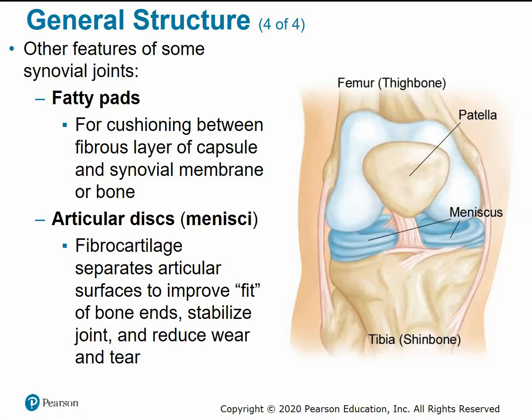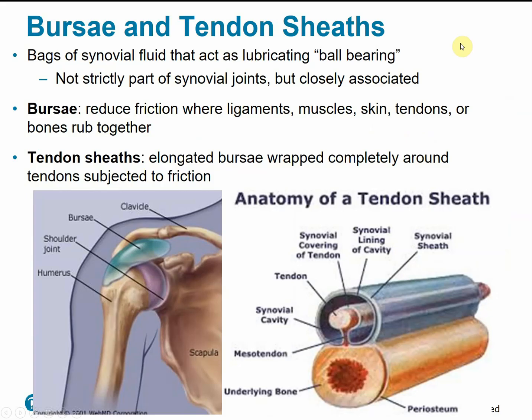Bursae and tendon sheaths are bags or sacs, if you will, of synovial fluid that act kind of like lubricating ball bearings. So while they're not technically part of the synovial joint and the synovial capsule, they are closely associated. So these serve pretty much the same function, they just have slightly different structures.